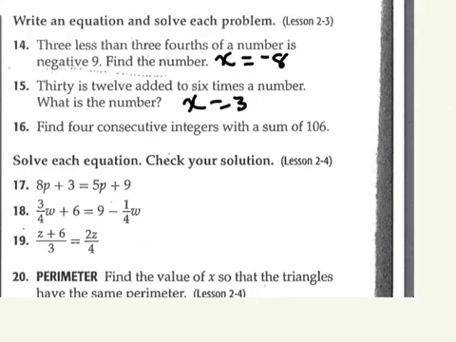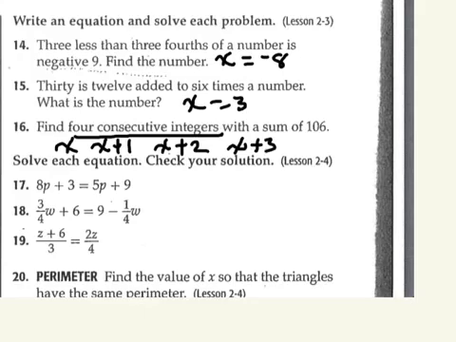Find four consecutive integers with a sum of 106. When we're talking about four consecutive integers, we're talking about numbers that are coming right after one another. Keep in mind, if they talked about consecutive odd or consecutive even, we would not use x, x plus 1, x plus 2, and x plus 3 like we're going to do here. What we would use in that case is x, then x plus 2, and then x plus 4, because we have to jump and skip when we're dealing with even or odd numbers.